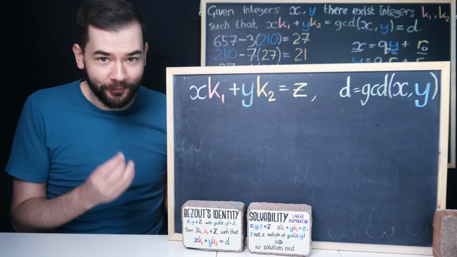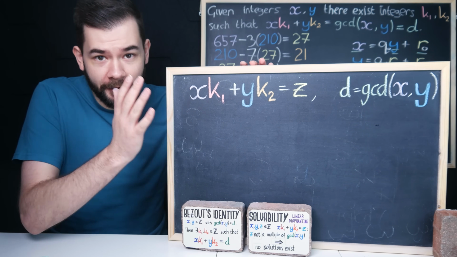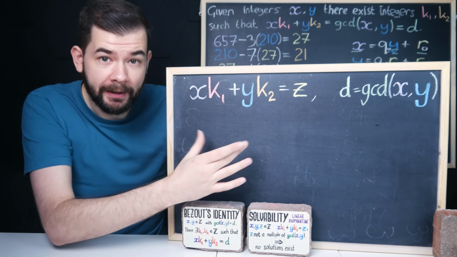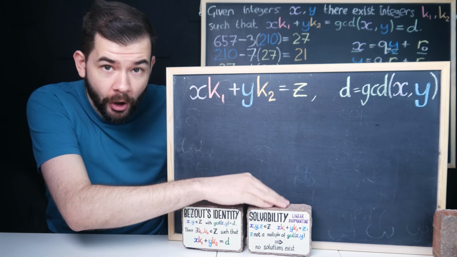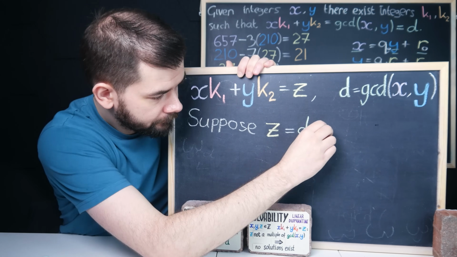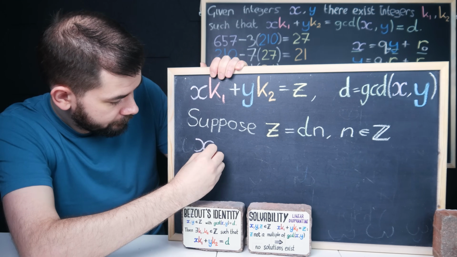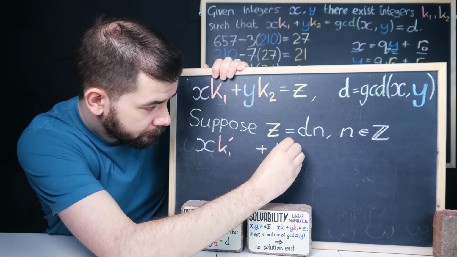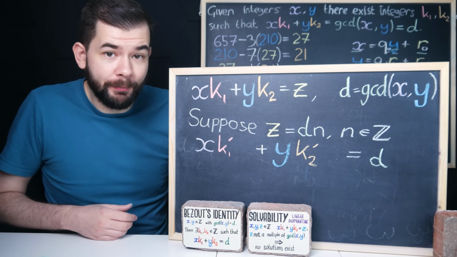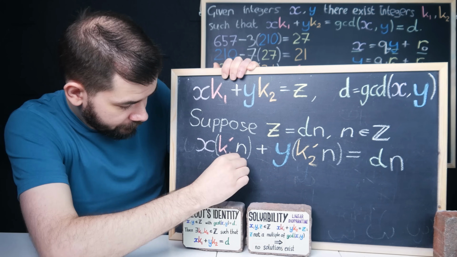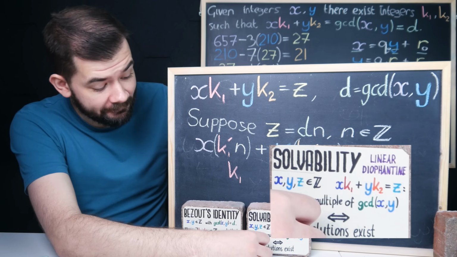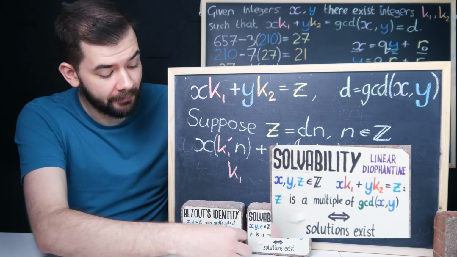So let's bring this all together. Given a Diophantine equation of this form, let d be the greatest common divisor of x and y. We first argued that if z is not a multiple of d, then no solutions exist. But if z is a multiple of d, say dn, then by Bezout's identity, we can find integers such that x times the first plus y times the second is equal to d. Therefore, multiplying through by n, we obtain solutions for z. Thus, solutions exist if and only if z is a multiple of d.